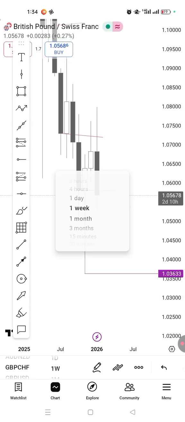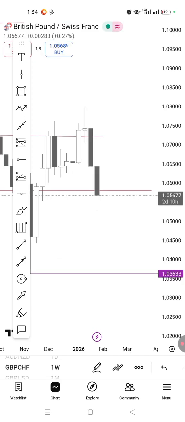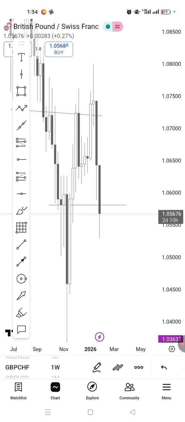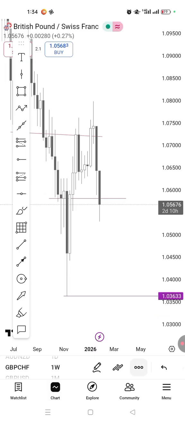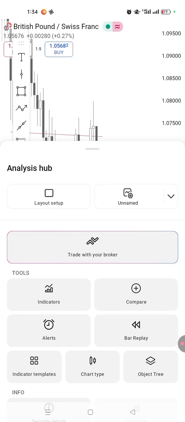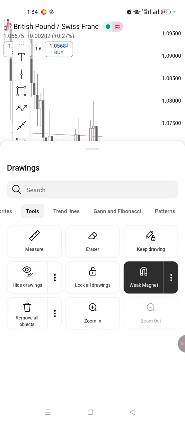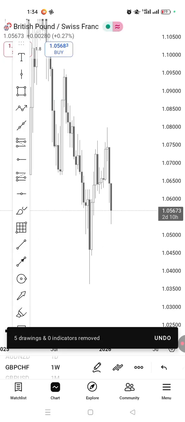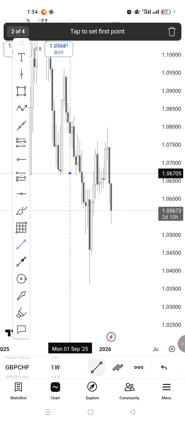Now, if you look at it also on weekly, you will see that the recent breakout on weekly is also to the downside. Let me remove all the drawing. The recent breakout on weekly is to the downside here.